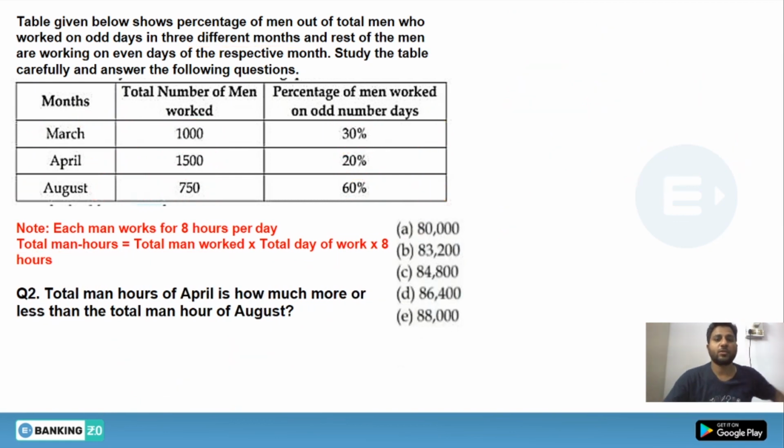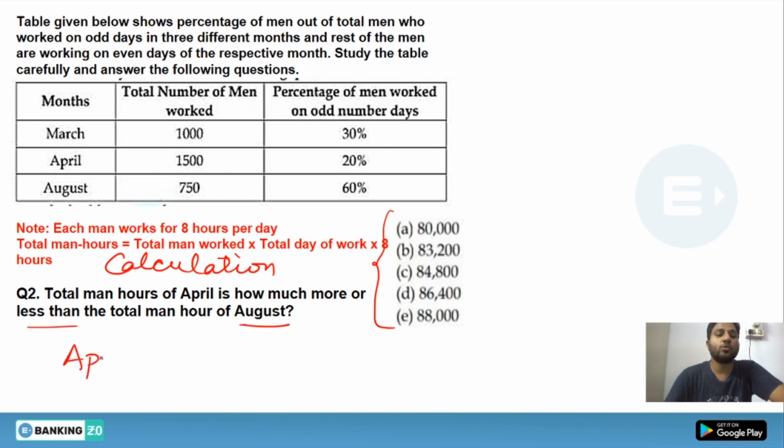Alright, let's go ahead and see what the next question is saying. Look at this question. They're asking you about calculation. Looking at the options, we will get to know about the calculation part of this DI, as it is given in terms of total man hours or in terms of value. So how can you solve this? Total man hours of April is how much more or less than total man hours of August. That means we have to compare the man hours of the 2 months, April and August.